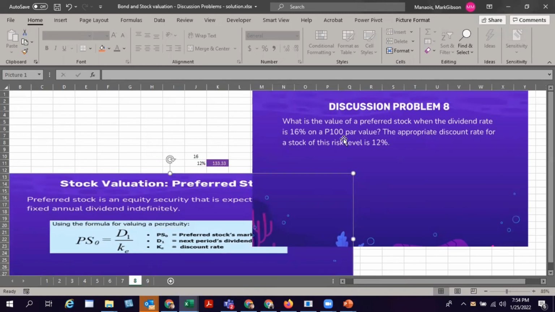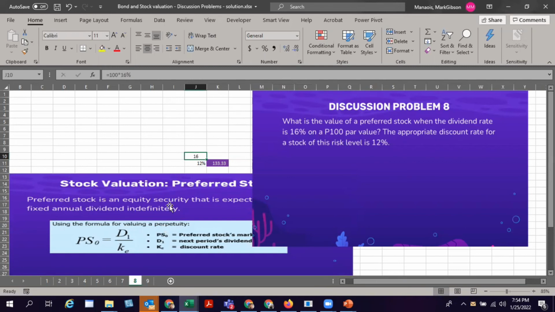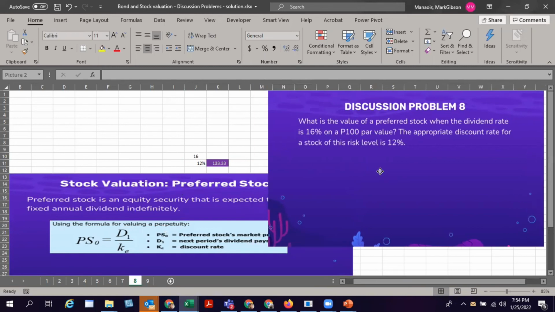To get the dividend, all you have to do is multiply 100 by 16%. So you have 16 pesos. This would be your dividend, over the required rate of return or the discount rate of 12%. So 16 over 12%, that would be 133.33. Again, the key element here is for you to be familiarized with the different terminologies. In this case the dividend rate is given, not the dividend value. So all you have to do is multiply the dividend rate with the par value to get the dividend amount. So that's problem number 8.